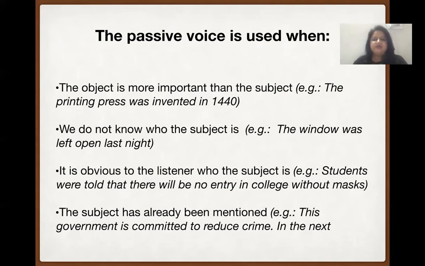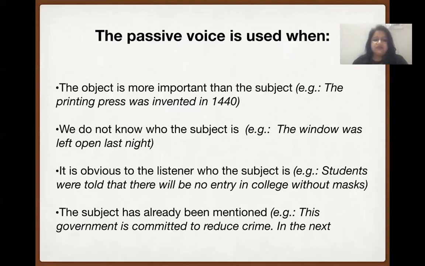For example, the printing press was invented in 1440. Right. So the object is more important than the subject. But here, the subject is not even mentioned. Who invented it? It's not mentioned. It was invented in 1440. That is more important. So if you're not talking about who was the inventor of the printing press, then it doesn't matter. So it is the object that you're focusing on. That means you can very easily say the printing press was invented in 1440. So because the object, the printing press, is more important, you use this sentence and you use the object first. You put the object at the beginning of the sentence.